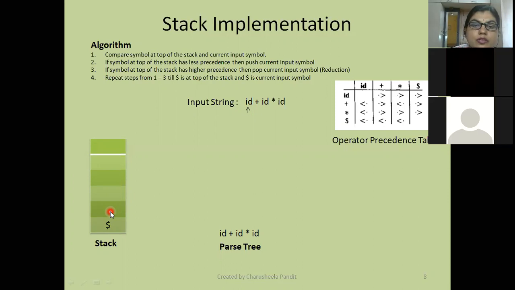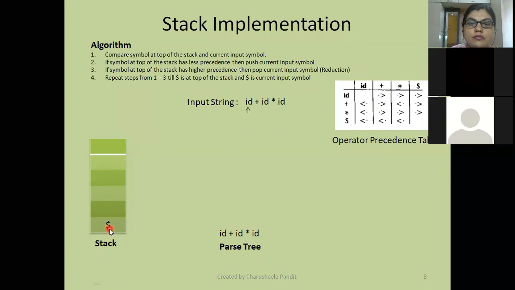If the precedence of the symbol on the top of the stack is less, then we have to push the current input. If the precedence of the operator on the top of the stack is higher, then we will pop the symbol. So with the help of this, just do this operation. At the top of the stack, you are having dollar and the current input symbol is ID. So dollar and the ID. At the top of the stack we have dollar, and dollar is having less precedence.